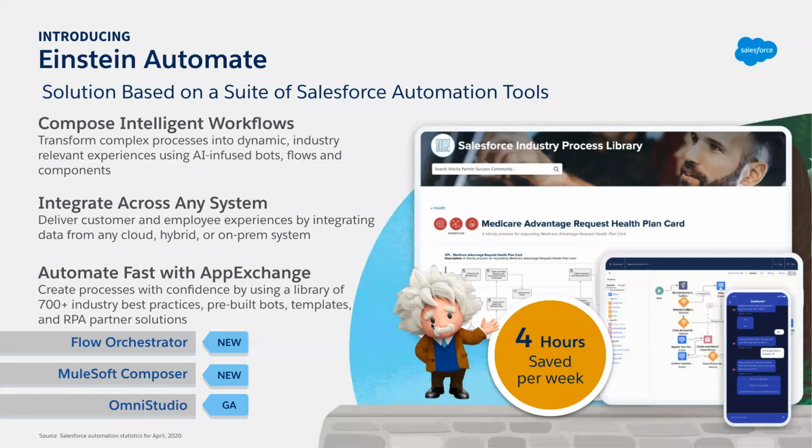So some of you may have seen the Dreamforce keynotes on Einstein Automate. Einstein Automate is a solution based on multiple Salesforce automation and integration tools. It includes existing tools such as Flow, Mulesoft, and Bots. It also includes a couple of new products. You can see these down at the bottom. Flow Orchestrator automates long-running workflows such as approval processes. Mulesoft Composer makes it easy for citizen developers to create simple integrations for their own use or their department's use. And last but not least, we have OmniStudio, which supports digital engagement.